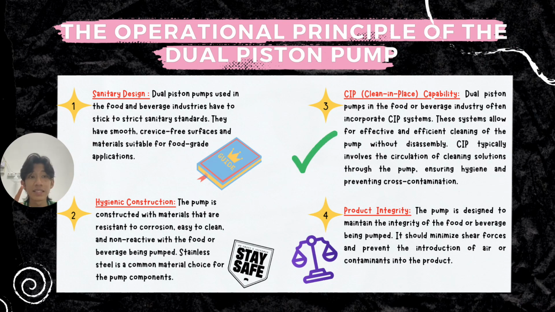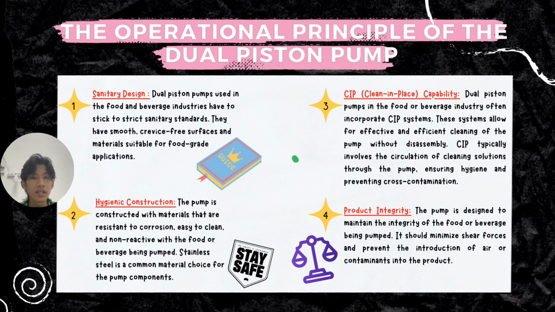The third point is CIP, or clean in place capability. Dual piston pumps in the food or beverage industry often incorporate CIP systems. This system allows for effective and efficient cleaning of the pump without disassembly. CIP typically involves the circulation of cleaning solutions through the pump, ensuring hygiene and preventing cross-contamination.